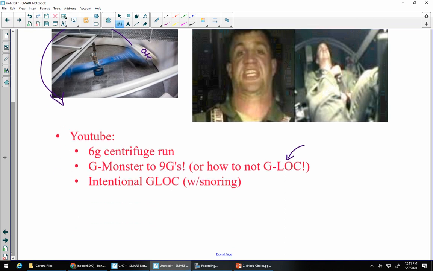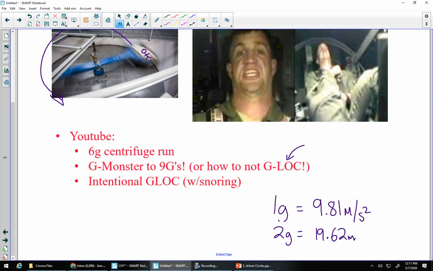The last thing that I really want to talk about before I say, hey, just go watch these videos, is when we talk about Gs, 1 G is equal to 1 times the acceleration due to gravity, so 9.81 meters per second squared. So that's the acceleration that we look at. If I had 2 Gs, that's an acceleration equal to 2 times the acceleration due to gravity, so 19.62 meters per second squared.